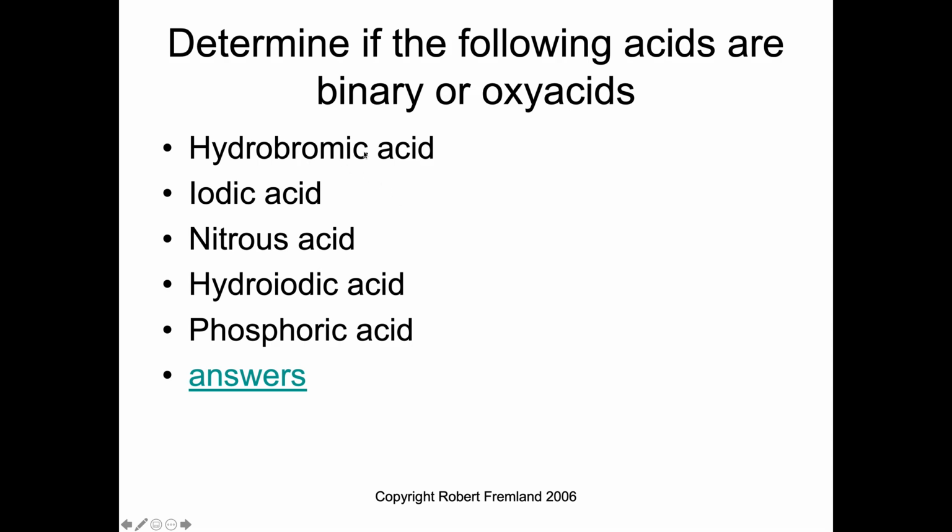So hydrobromic acid, hydro means it's a binary acid. So hydrobromic acid, okay. Iodic doesn't have the prefix hydro, therefore it's not binary. Nitrous, not binary. Hydroiodic is binary, and phosphoric is not. So you're just looking for the prefix hydro. If it begins with hydro, it's a binary acid. That's simple.